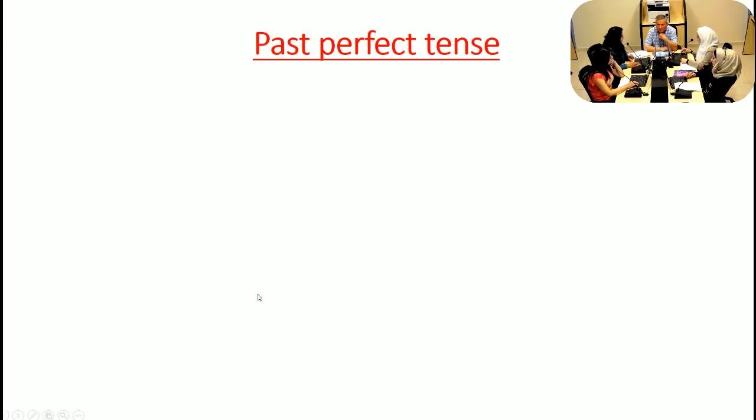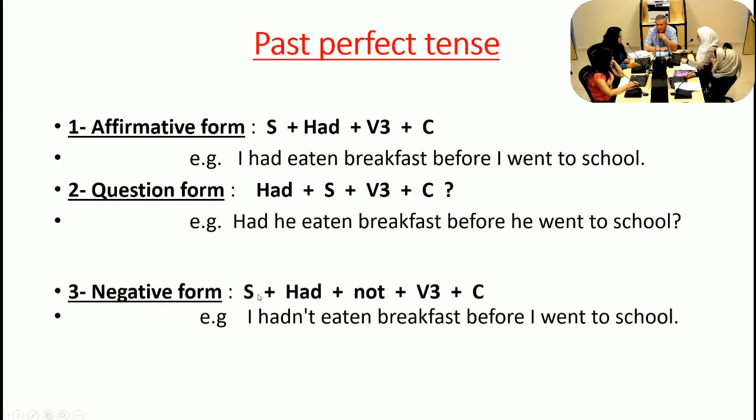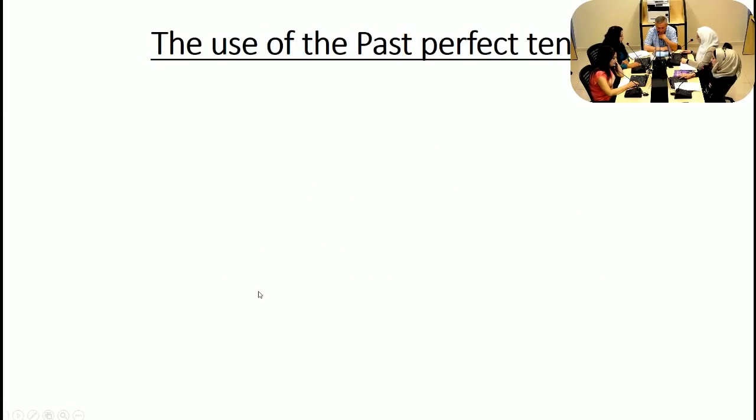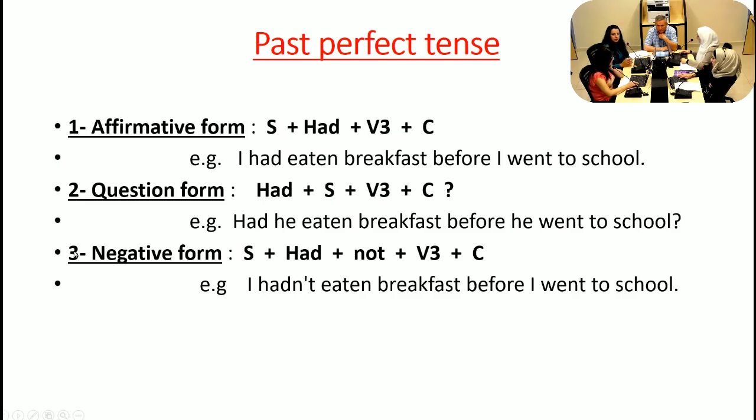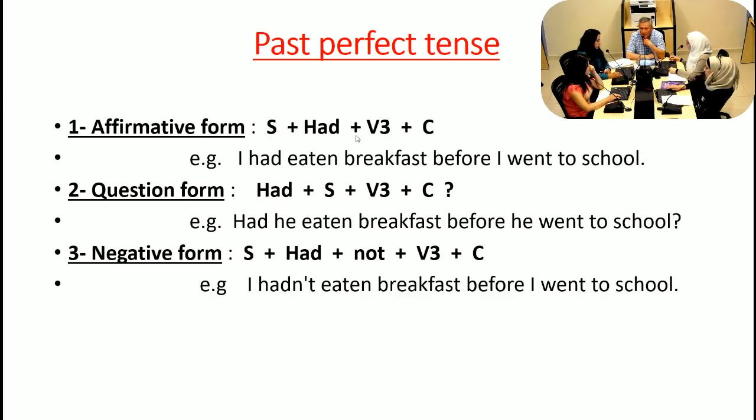Next, Miss Samar. Past perfect tense, Miss Rula. Past perfect tense, the affirmative form: subject, had, verb 3 or past participle, and the complement of the sentence. For example, yesterday morning, first I had my breakfast. After that, I went to school. We say it like that. Example, I had eaten breakfast before I went to school.